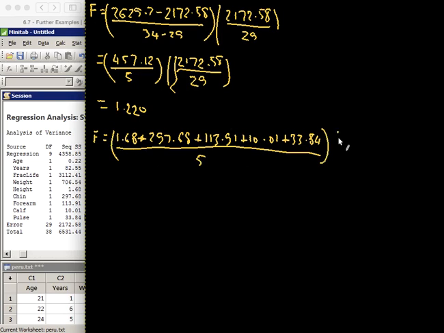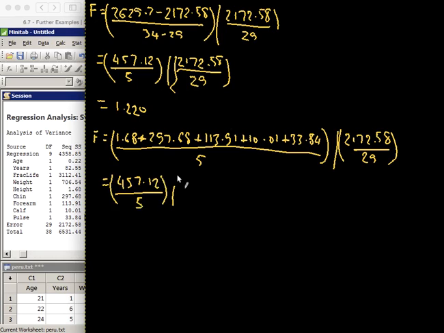So that's the numerator, and then the denominator is the same as before, just the mean squared error for the complete model. And if I calculate that out, I end up with exactly the same as I got using the general linear F statistic formula. So 1.220, whichever way I do it.